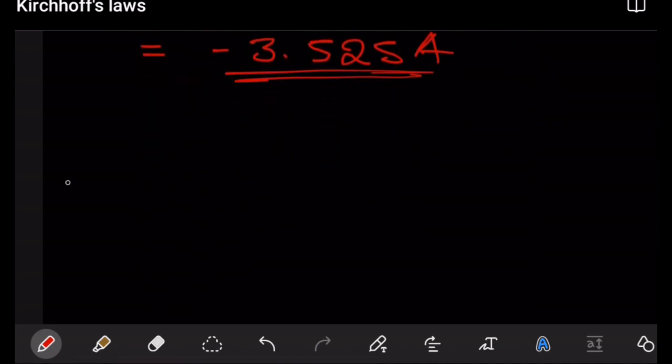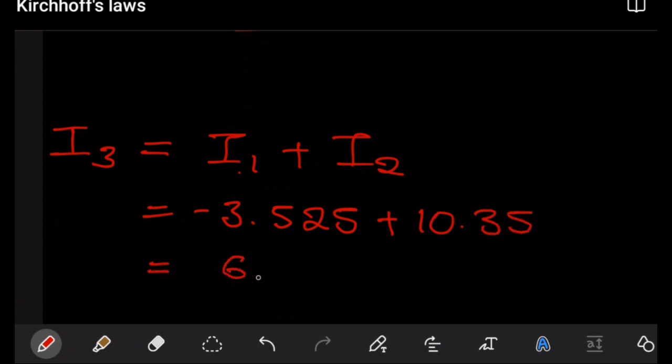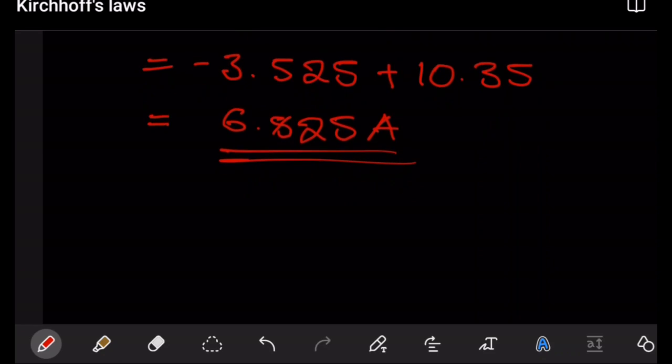Lastly, to get I3, we're going to get equation 1. Equation 1 from the junction law, we had I3 is equal to I1 plus I2. From here, where there is I1, we can put the value for I1, which is minus 3.525, plus where there is I2, the value for I2, we have 10.35. If we do the math here, we get 6.825 amps. There we have it. We have found the values for I1, I2, and I3.